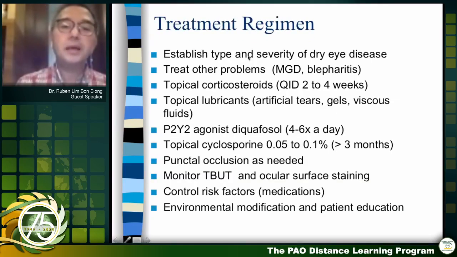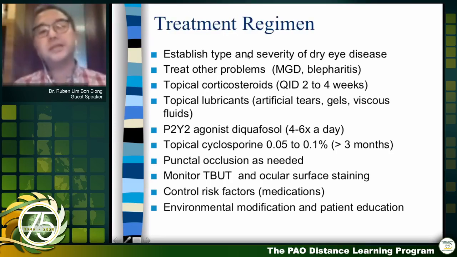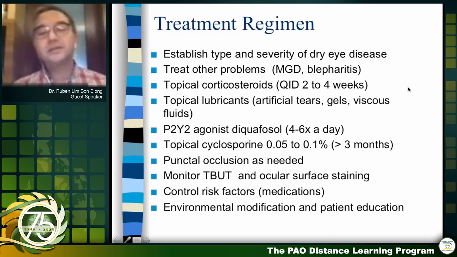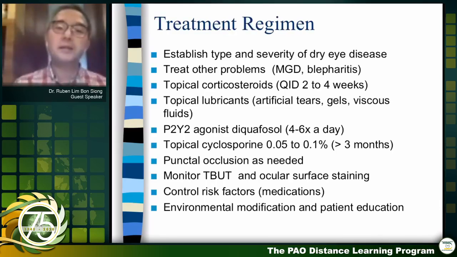So basically, what do you have to do? You have to establish the type and severity of the dry eye. It cannot be just simply dry eye disease, period. You have to type it: is it aqueous deficiency, evaporative? Is it tear instability? Is it a mixed type? Is it mild? Is it situational, or just occasional? Is it mild, moderate, or severe? So you treat other problems.